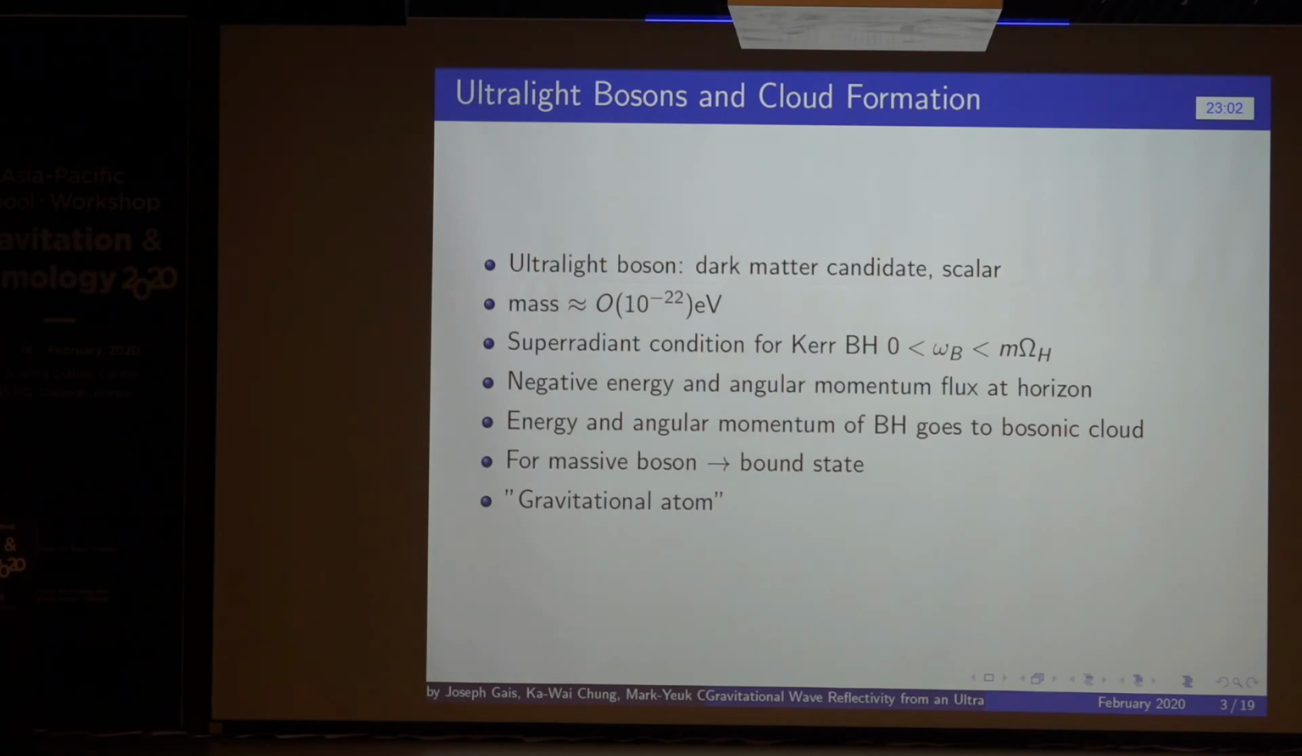And if we have a massive boson, so this boson has some sort of mass, then it can result in a fairly stable bound state where we have this surrounding bosonic cloud around this dense black hole. And I think there's a really nice analogy here with an atom where we have this black hole nucleus, you can think of it, surrounded by this bosonic cloud, just as we might have an electron cloud in an atomic model.